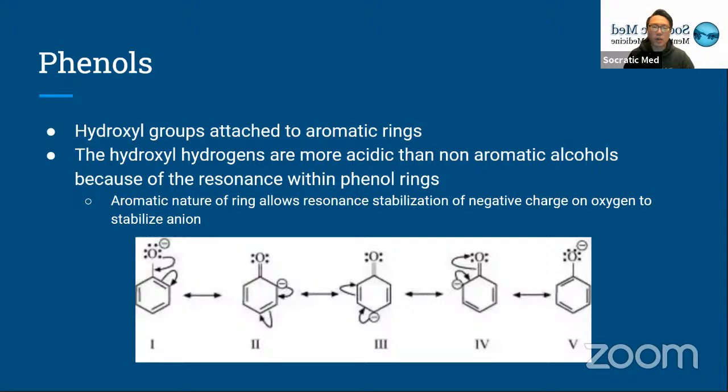But one difference is that these hydroxyl hydrogens are more acidic than normal non-aromatic alcohols because of the resonance within these rings. In normal straight chain non-aromatic alcohols, the hydroxyl hydrogens are just weakly acidic, but the hydroxyl hydrogens on the ring are more acidic because the aromatic ring allows resonance stabilization of the negative charge on the oxygen once the hydrogen, or proton, leaves. So that stabilizes the anion that's formed after the hydrogen leaves. As you can see here, once the hydrogen is kicked off, the negative charge on the oxygen can be resonated throughout the ring. And this resonance leads to a more stable anion, and that causes the hydroxyl hydrogens to be more acidic on the phenol ring when compared to non-aromatic alcohols.